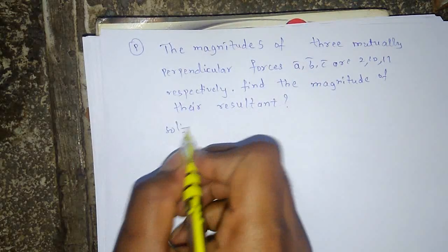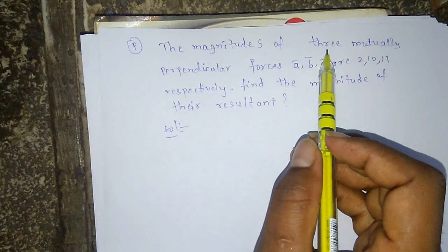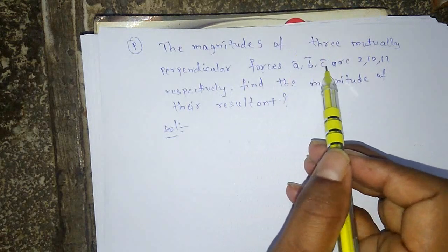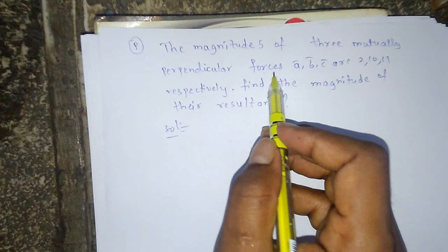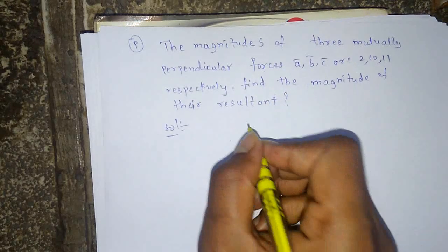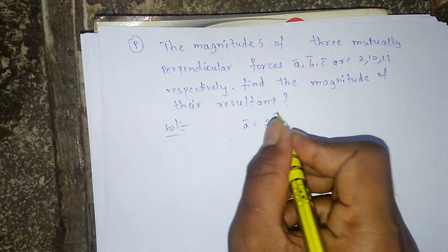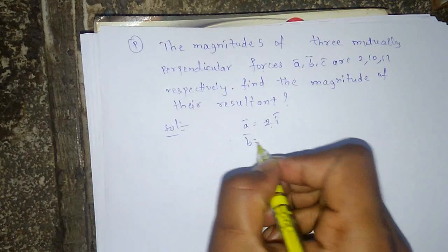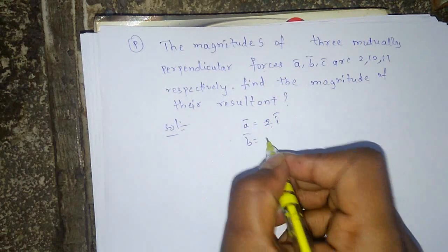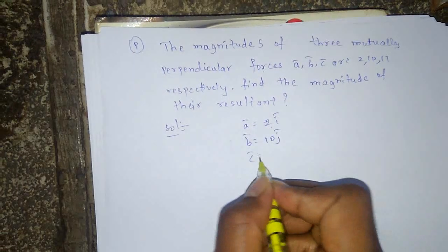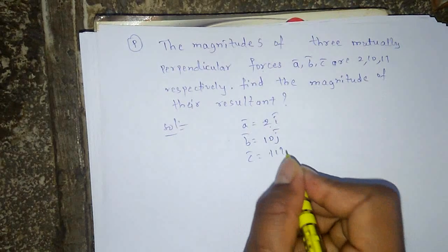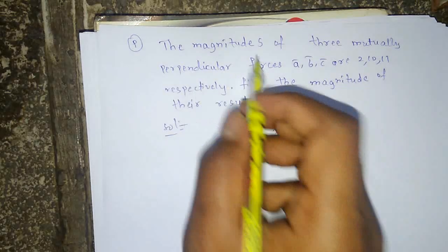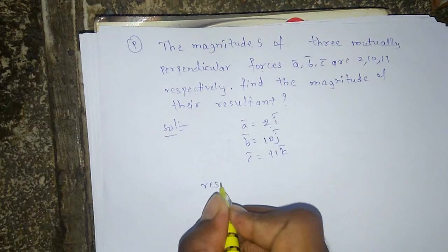So here, given the magnitudes of three mutually perpendicular forces A bar, B bar, C bar. So you can take mutually perpendicular forces. You can take A bar as 2I bar because its magnitude will be 2. Let us take B bar with magnitude 10, meaning 10J bar. C bar with magnitude 11, meaning you can take 11K bar, because now these three will be mutually perpendicular to each other. It satisfies.